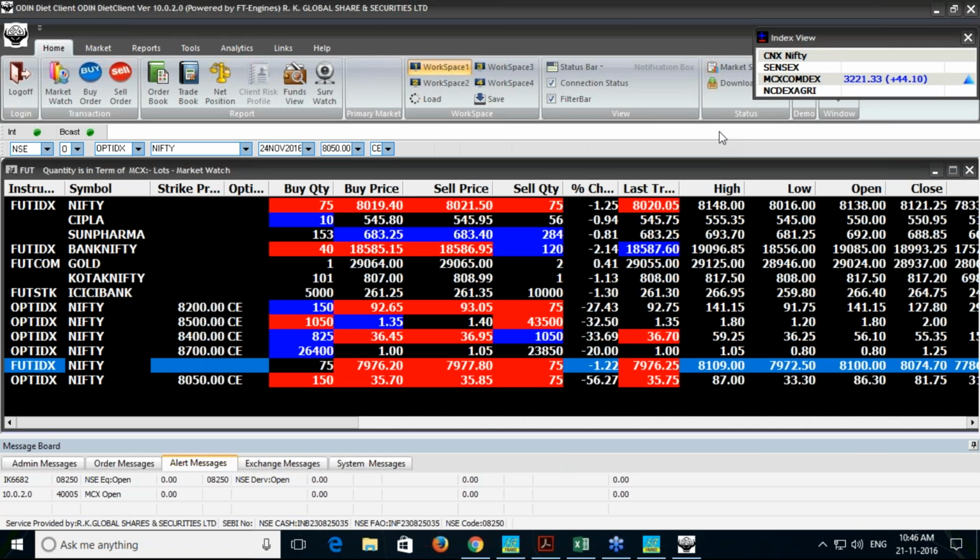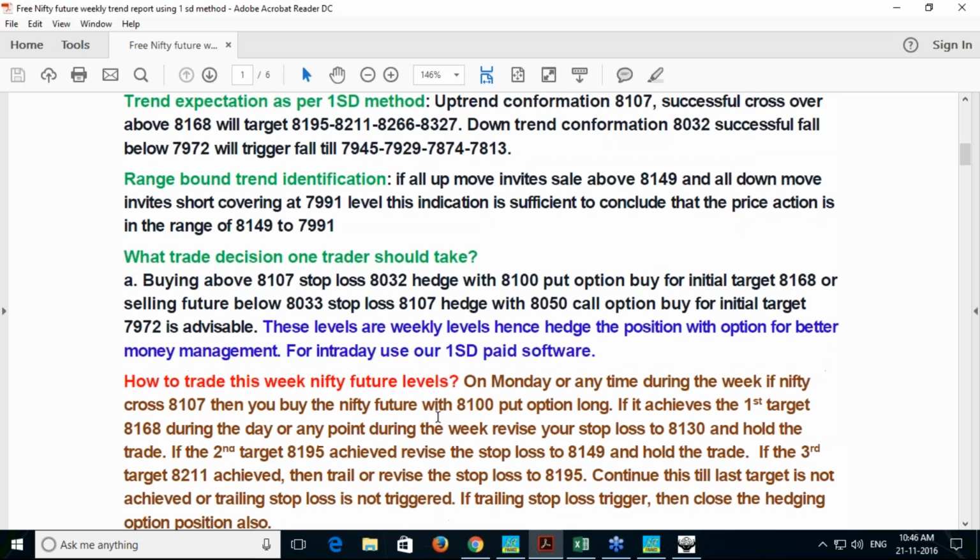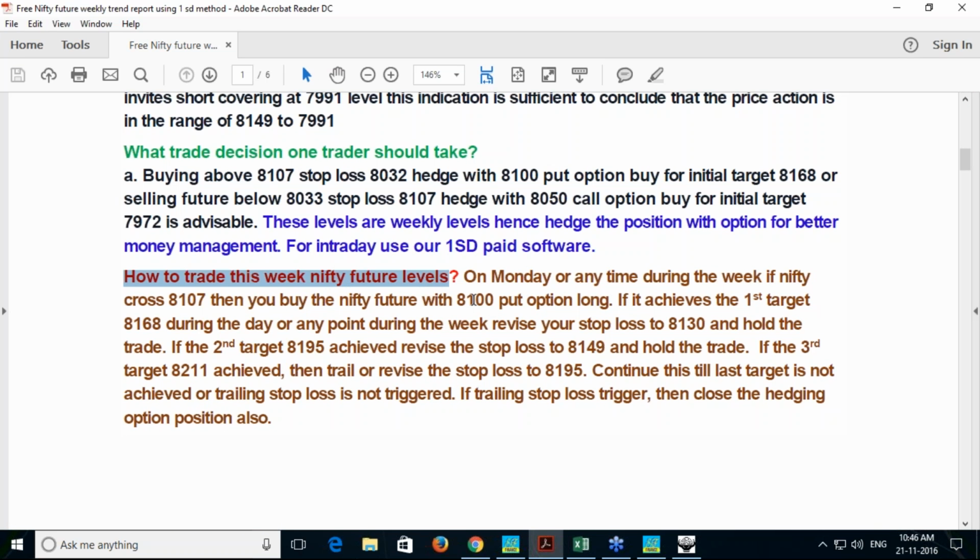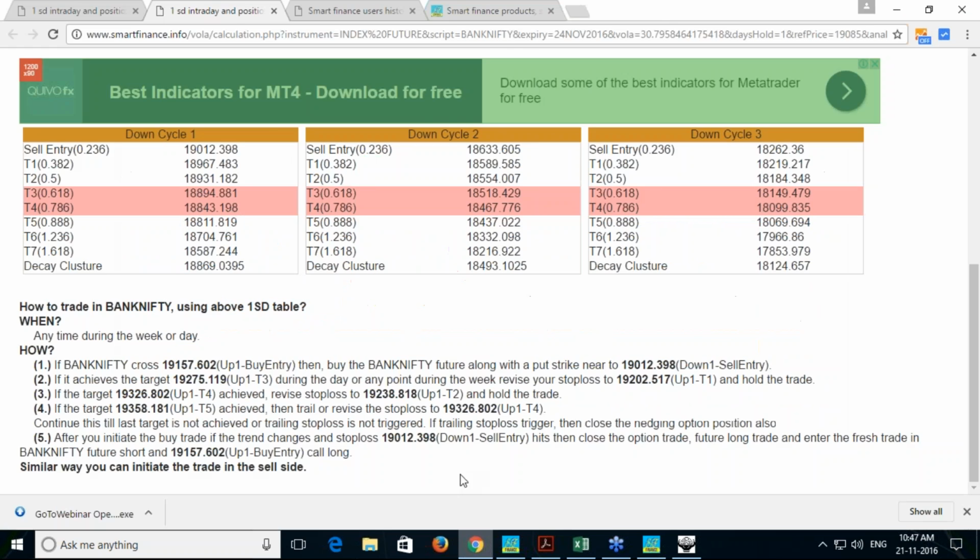You can use the trailing stop loss as mentioned in this particular note. How to trade after getting the first target, what will be your trailing stop loss, what will be the next trailing stop loss. Same concept you can follow.